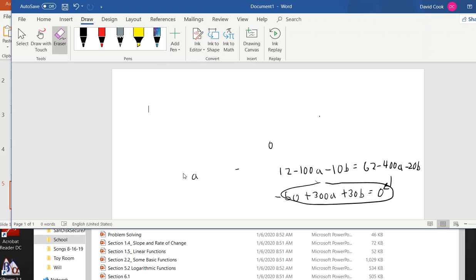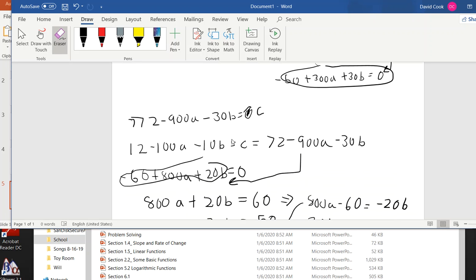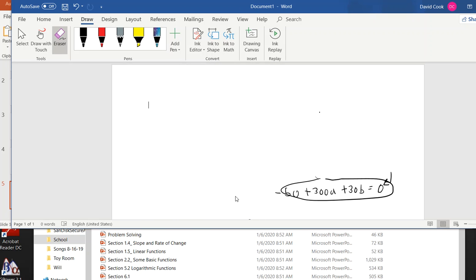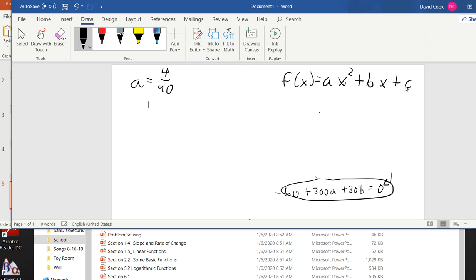And I can use any of these equations, by the way. I'm going to make sure not to erase them all, because I need some of these equations. So what I've done is I've solved for A. I've determined that A is equal to 4 over 90. And again, remember my equation is of the form f of x equals ax squared plus bx plus c.